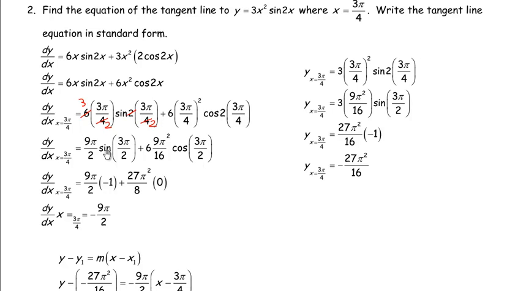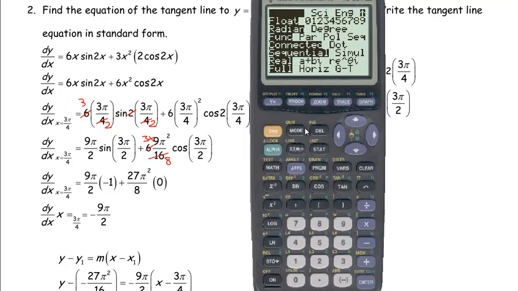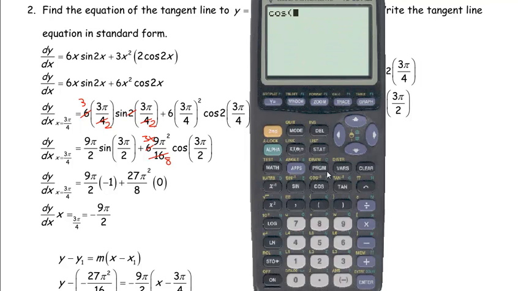Now, so again, lots of simplifying. So first of all, let's go here. 2 goes into this 3 times. And 2 goes in 16 8 times. So 3 times the 9 pi squared is 27 pi squared, and it's over 8. Now the cosine of 3 pi over 2, that is 0. And I guess a couple ways we could do this. Make sure your calculator is in radian mode, of course. So the cosine of 3 pi over 2 is 0.